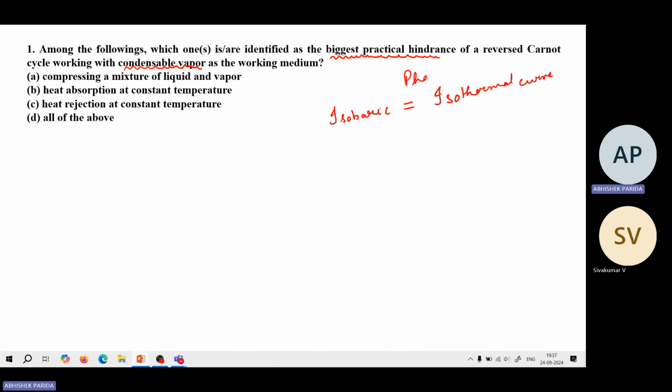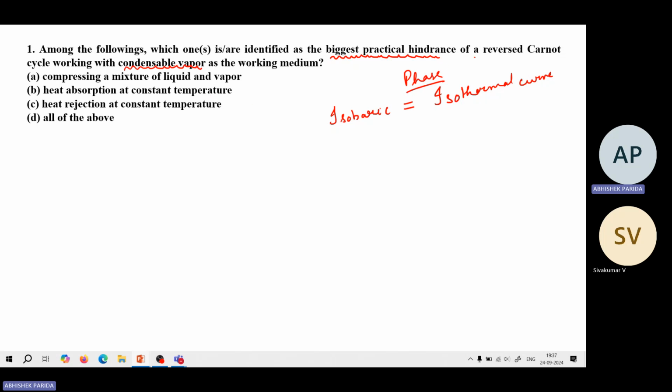During the phase change, these two curves will be the same. Yes or no? Yes, sir. Absolutely, sir. Yeah, but in a reverse Carnot cycle, this all takes place inside the dome. That is why this is not the main hindrance that we are facing.